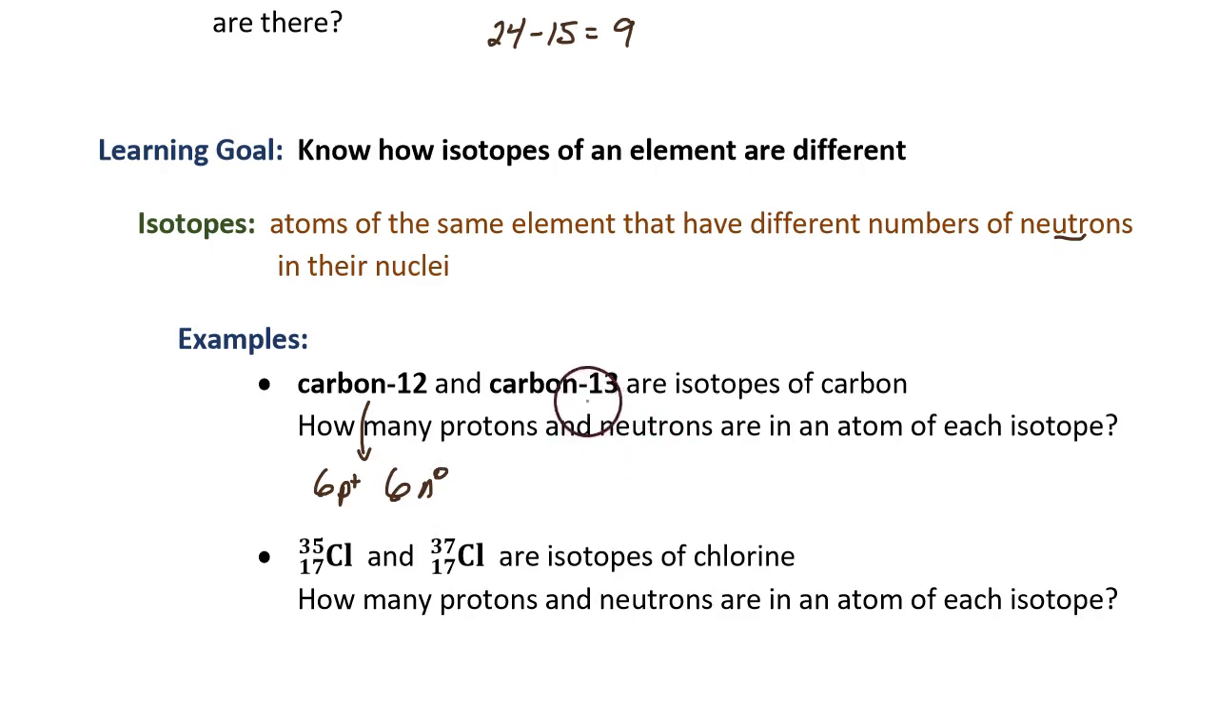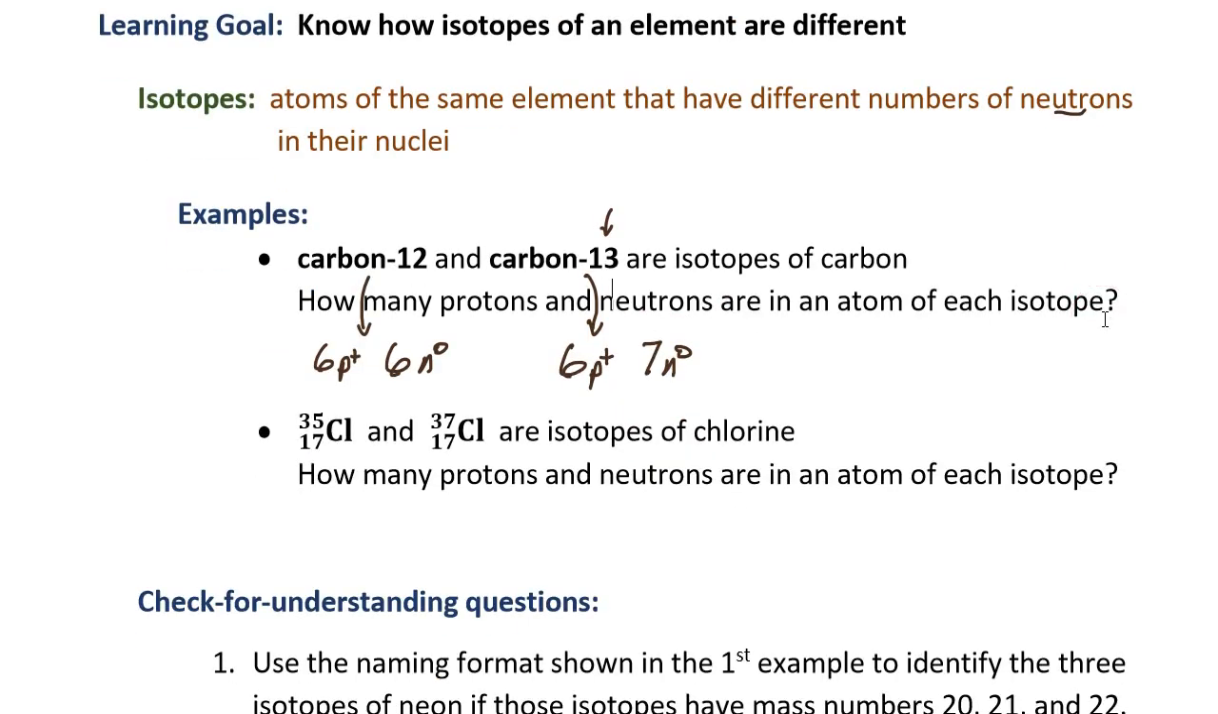Now let's take a look at the next isotope, carbon-13, and answer the same question. How many protons does it have? Well, all carbon atoms have 6 protons because the atomic number on the periodic table is 6. But this isotope of carbon will have 7 neutrons because the number of protons plus neutrons must add up to the mass number of 13.